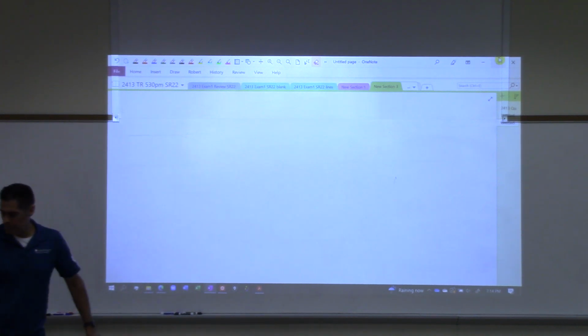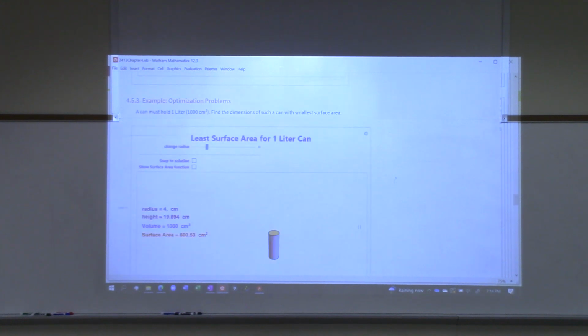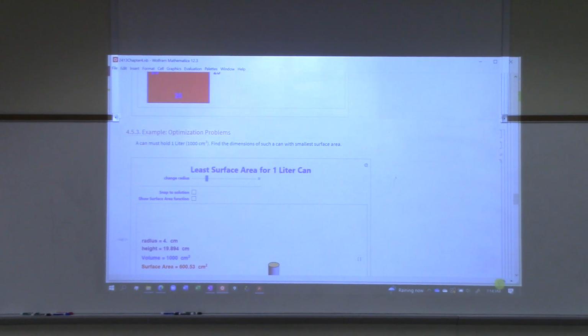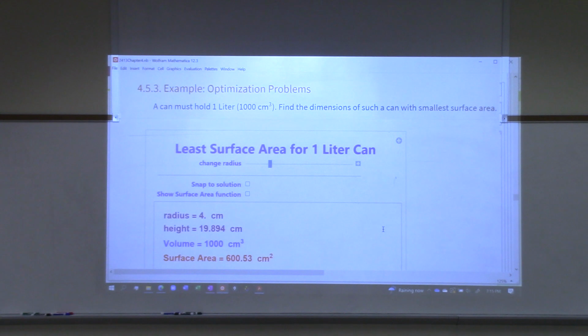Okay, let's continue. Let me see how much time I have. Let's just jump into the deep part. The soda can. A can must hold 1 liter. That's 1,000 cubic centimeters. We're going to use 1,000 cubic centimeters as our unit of measurement. Find the dimensions of such a can with the smallest surface area.